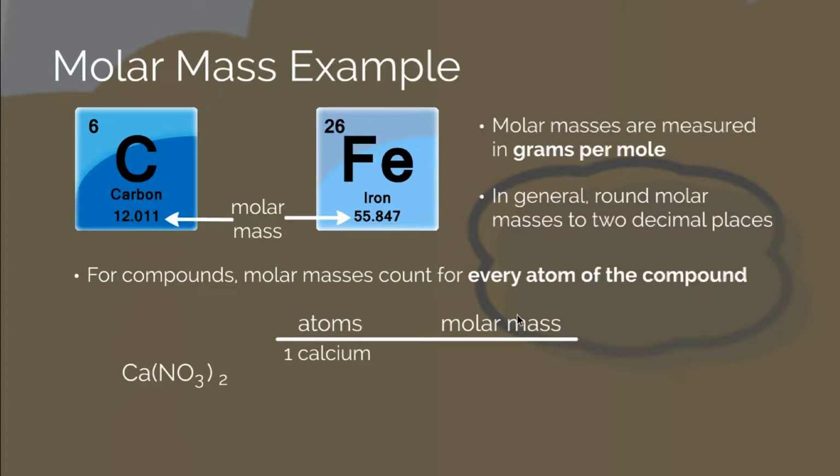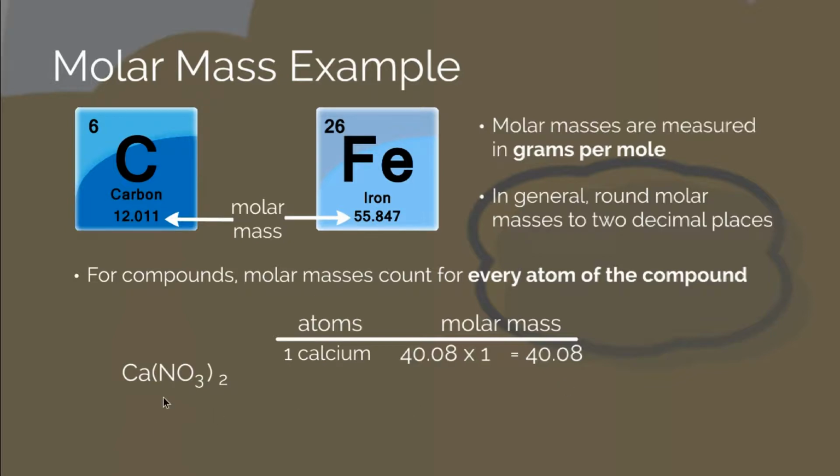This is what I mean about every atom. In this compound, there's only one calcium that's written in, so we'll just say that I have one calcium. If I go to the periodic table and find its molar mass, it is 40.08, and I multiply that by 1 because I only have one calcium atom. If I take the total, 40.08, I'm going to save that just for now, and I'll move on to the next element.